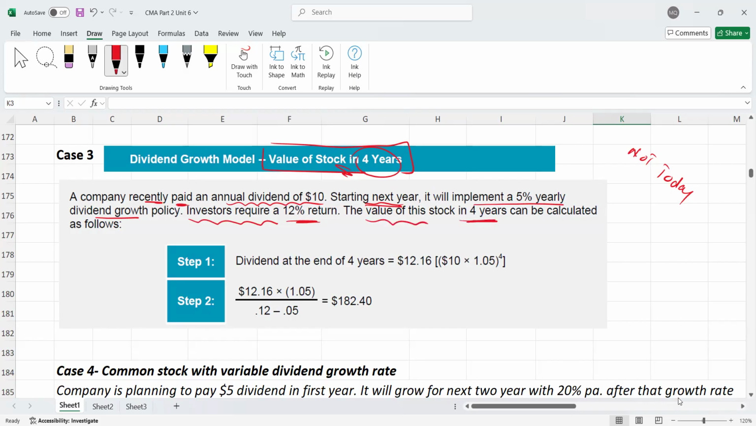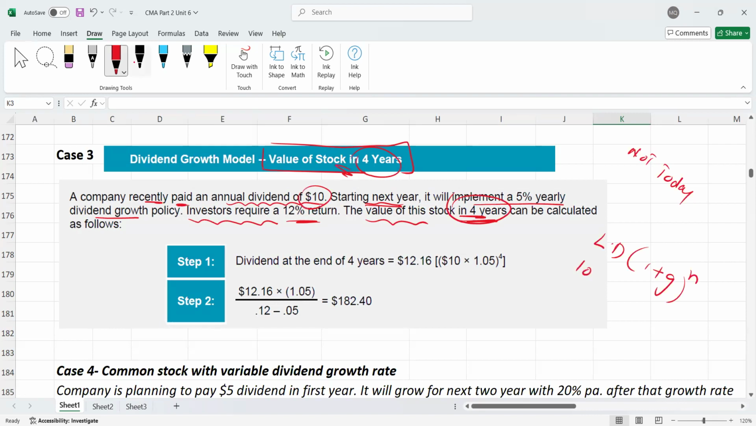Now, here you will apply a two-step model. Step number one: first, you will add the growth in dividend for 4 years only, and you will apply this formula. Last year's dividend times 1 plus growth raised to the power n. n will be 4 years. Last year's dividend was $10.